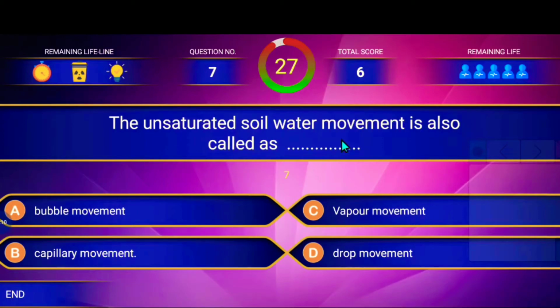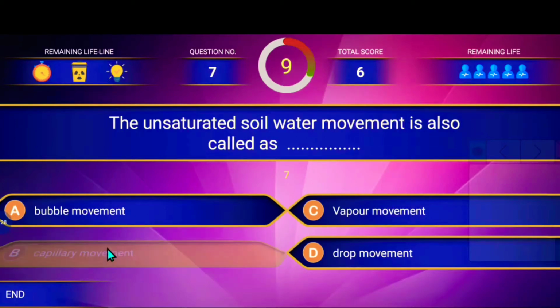The unsaturated soil water movement is also called as: first option is bubble movement, second one is capillary movement, third option is vapor movement, and the last one is drop movement. So the correct option is capillary movement.